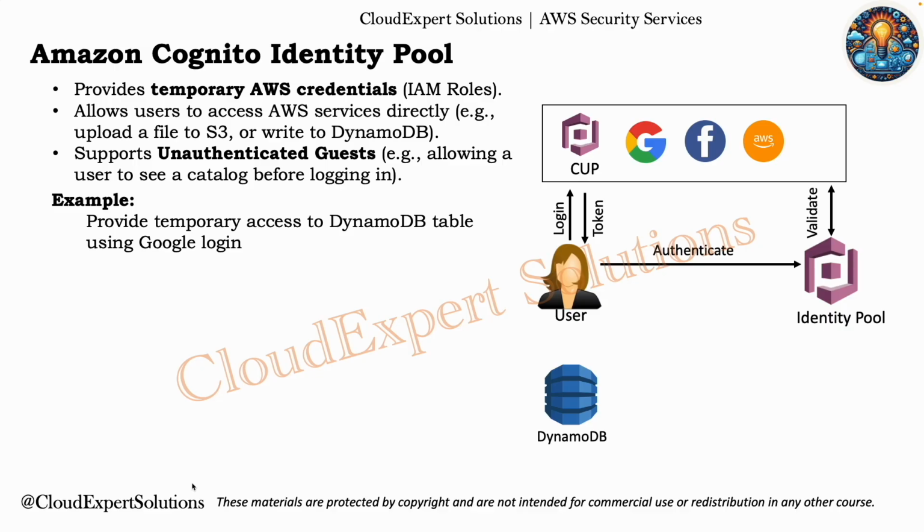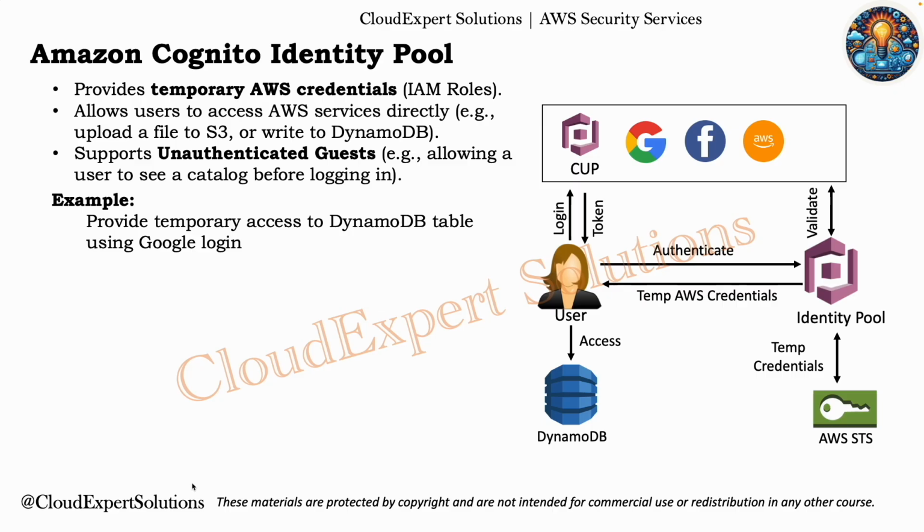If the token is valid, the identity pool then calls AWS STS to generate temporary AWS credentials based on the mapped IAM role, and these credentials are then returned to the user. Then the user will use these temporary credentials to access DynamoDB. Please remember, in this case, these are temporary credentials and the access is strictly according to the permissions defined in IAM.